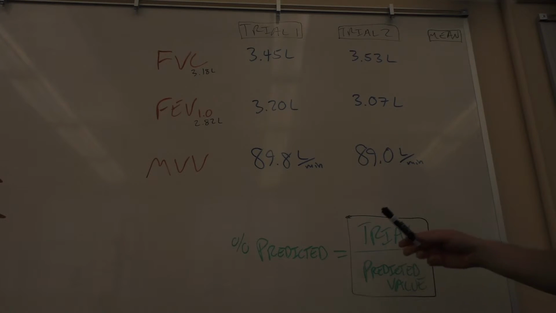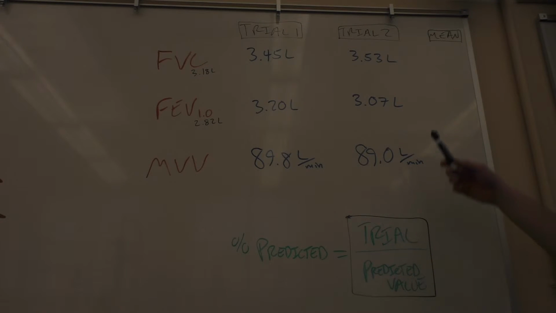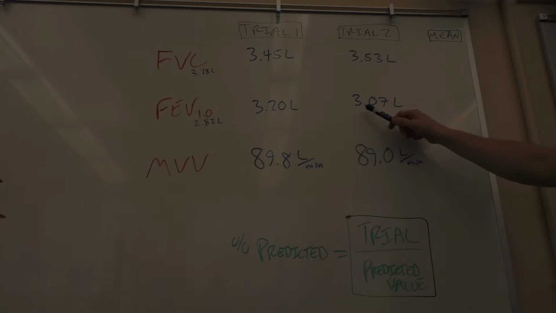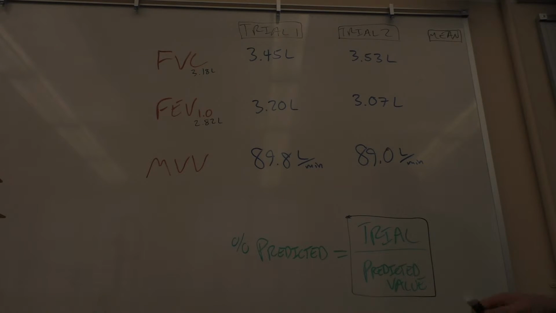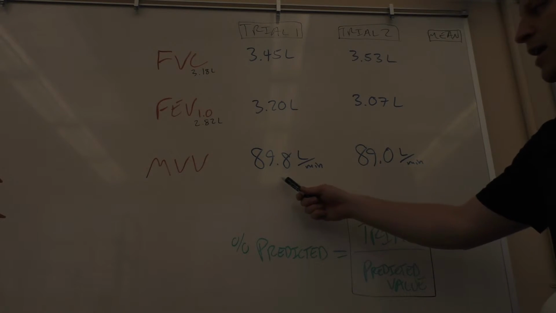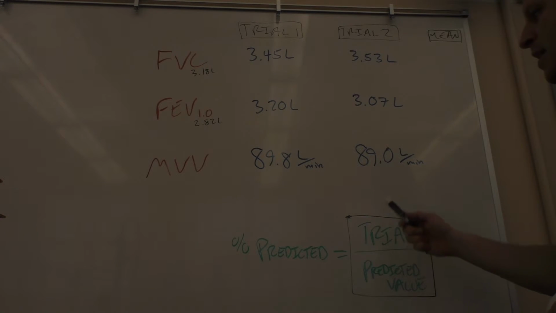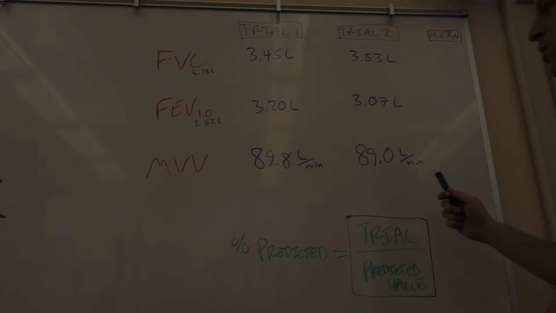Which simply means that after a second of that FVC test, the volume that was forced out was the difference, 0.25 liters. For trial 2 FVC test, a little bit higher, 3.53 liters, but the FEV1 within the first second was actually lower than trial 1 at 3.07 liters. You also observed her do 2 MVV tests. For trial 1, that came out to be 89.8 liters per minute and 89.0 liters per minute.